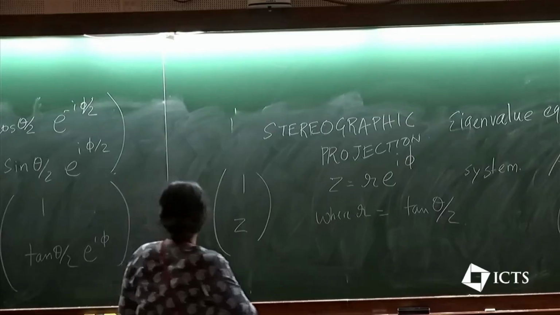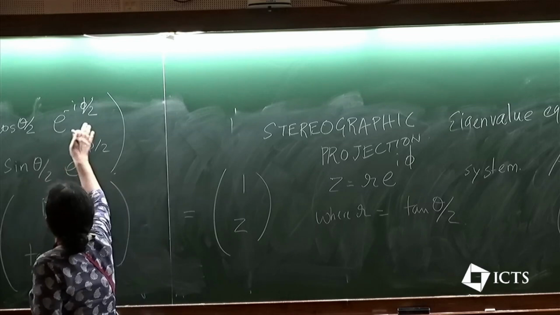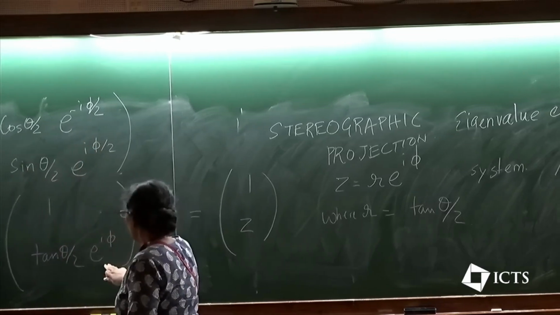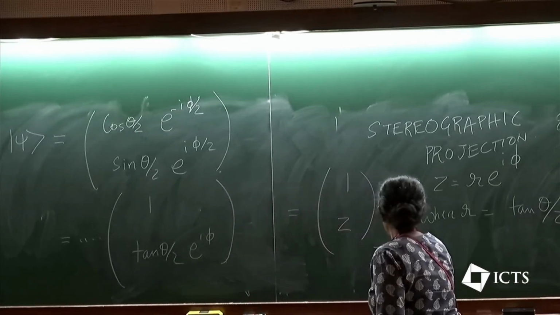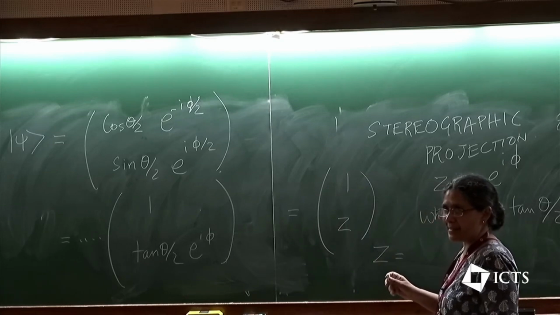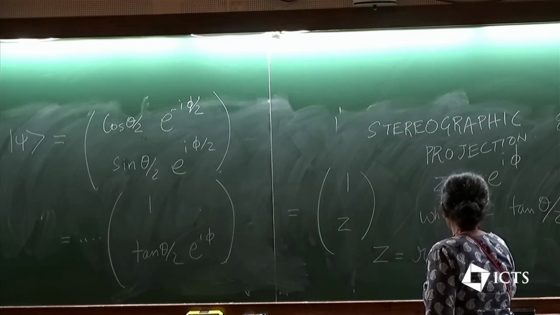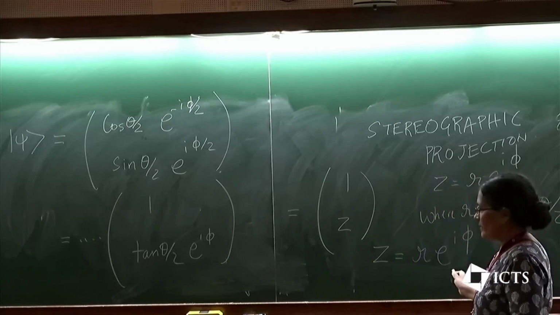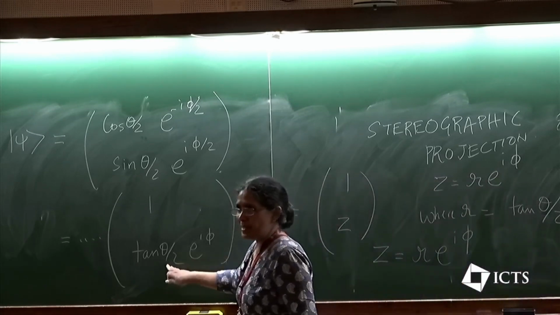Yeah. So you can make identifications, right? I've taken out this cosine theta by 2 and e to the minus the whole thing out, and I get this thing. Now it's convenient to think of it as, basically, we know in this Argand diagram, in electrical engineering, e to the i phi. This is a representation in the complex plane. So this tan theta by 2 plays the role of R.